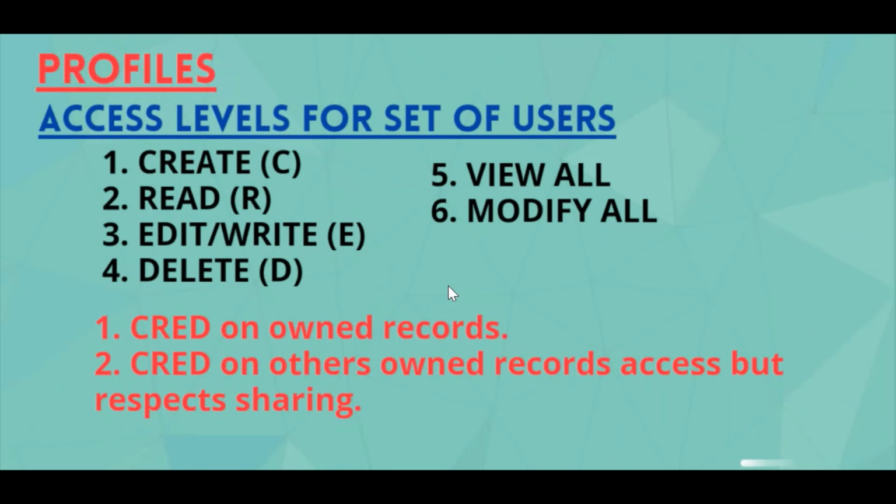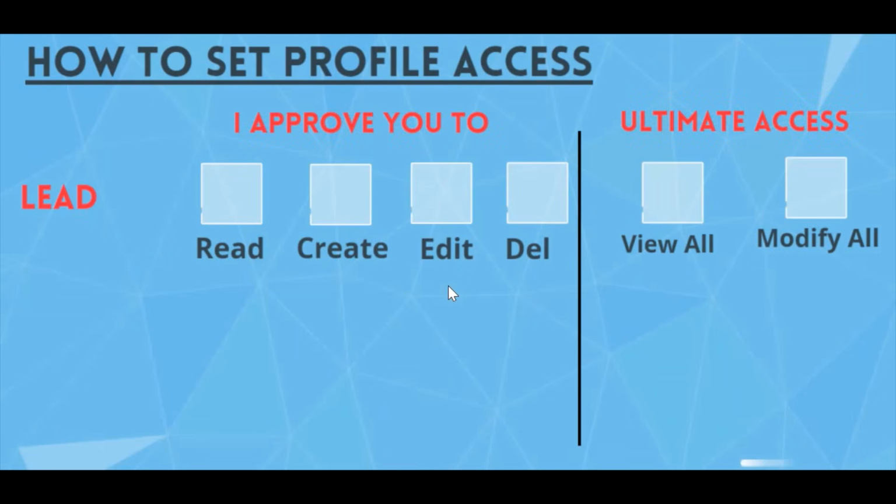So it has create, read, edit or write, both are the same, and delete. Along with that, we also have view all and modify all. This profile deals with CRED operations. CRED, which means C for create, R for read, E for edit, and D for delete. In profile, we have 6 different accesses, which are read, create, edit, delete, which are basically CRED. And we also have view all and modify all. I categorize view all and modify all as ultimate access.